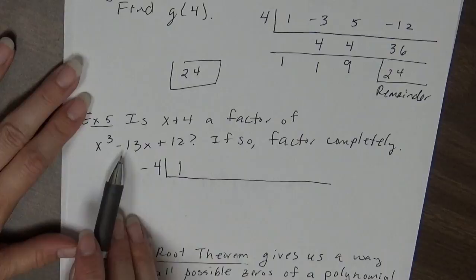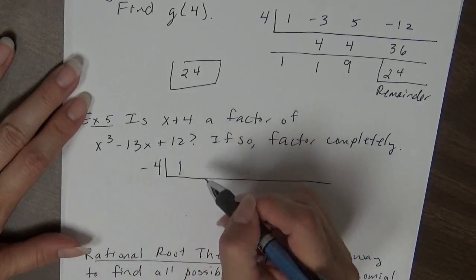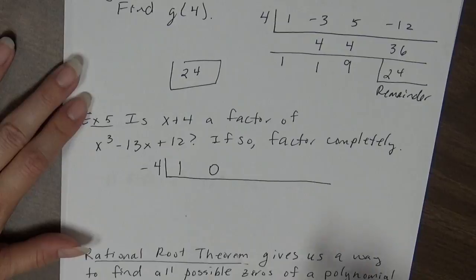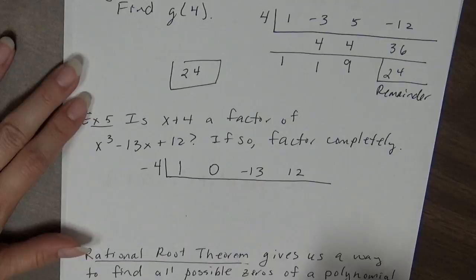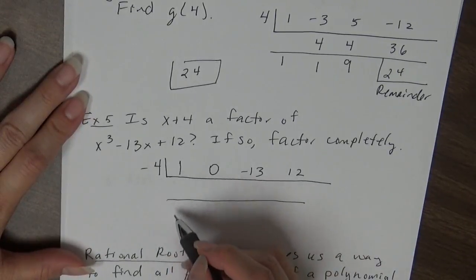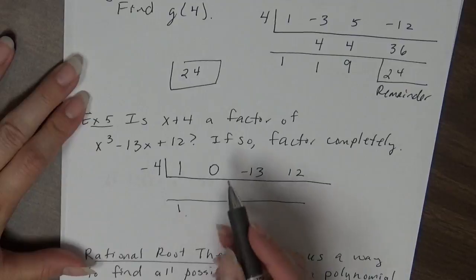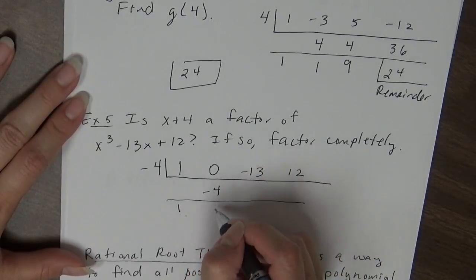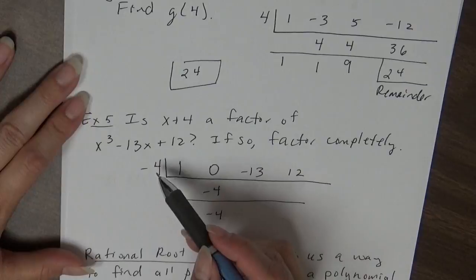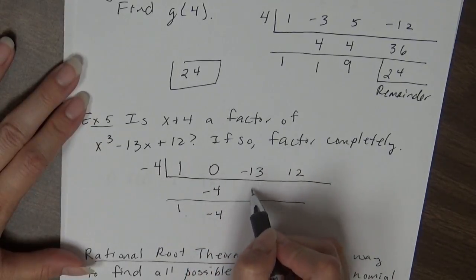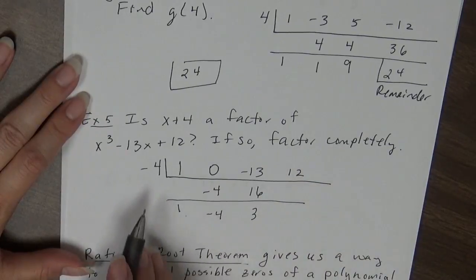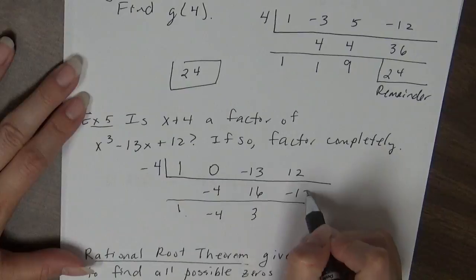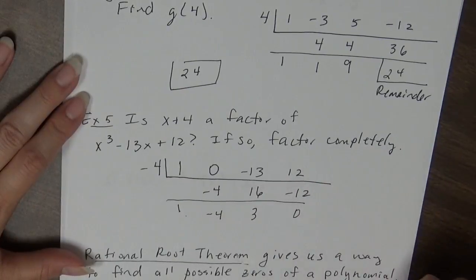Alright, notice there's no x squared term this time, so this is where you need to put in a 0 for a placeholder. Then you need a negative 13 and a 12. Alright, I'm going to bring down my 1. Negative 4 times 1 is negative 4. Add, I get negative 4. Multiply negative 4 times negative 4, that gives me 16. Negative 13 plus 16 is 3. Negative 4 times 3 is negative 12. 12 minus 12 is 0. So we got a remainder of 0.